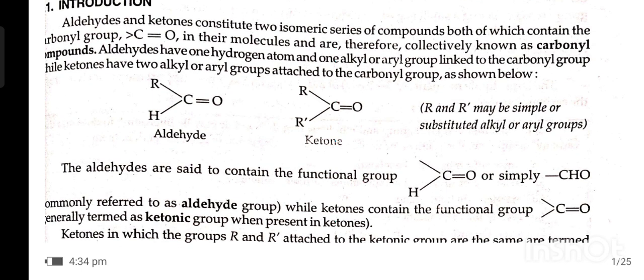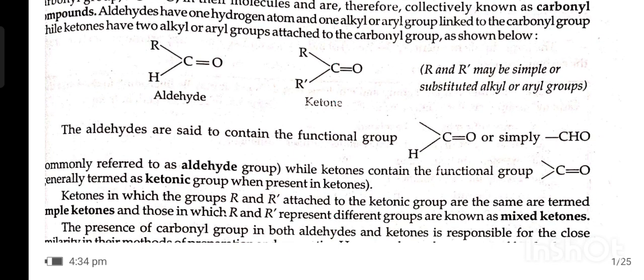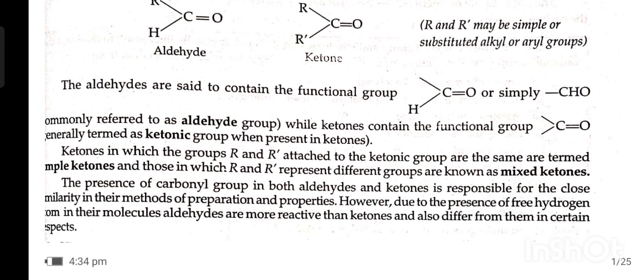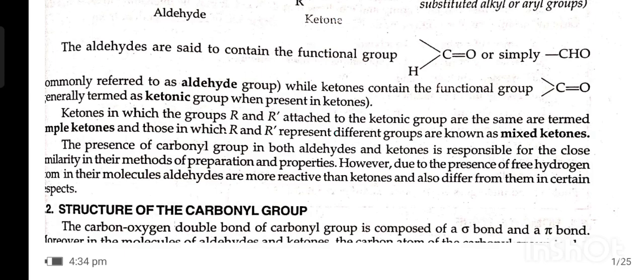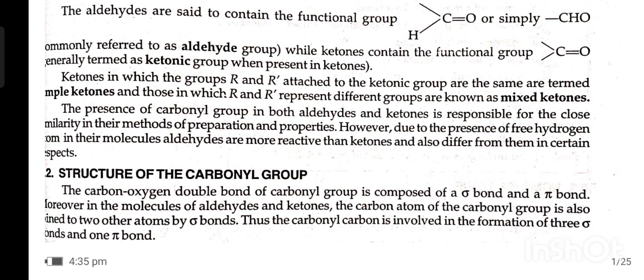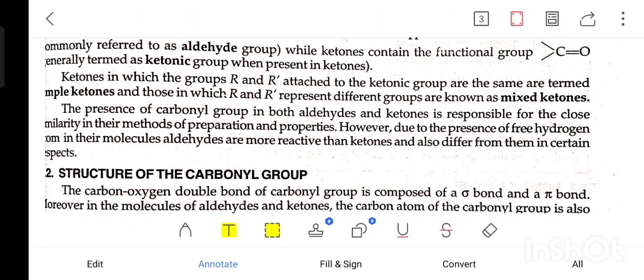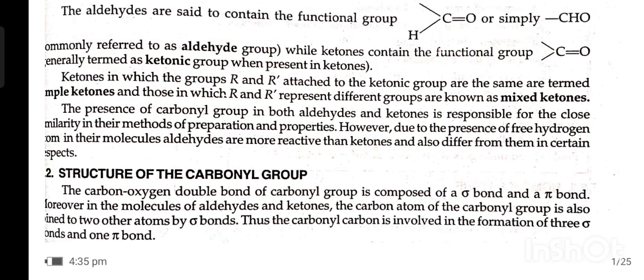R and R dash may be simple or substituted alkyl or aryl groups. The aldehydes contain the functional group CHO, commonly referred to as the aldehyde group, while ketones contain the functional group C double bond O, generally termed the ketone group, which is represented as such in ketones. Ketones in which the groups R and R dash attached to the ketonic group are the same are termed simple ketones, and those in which R and R dash represent different groups are known as mixed ketones.